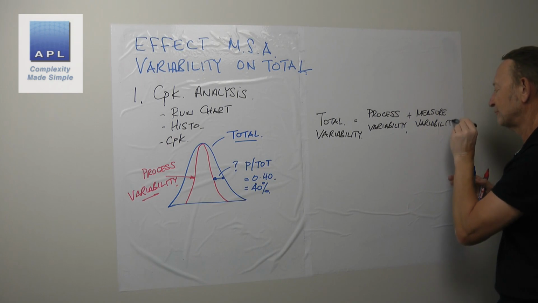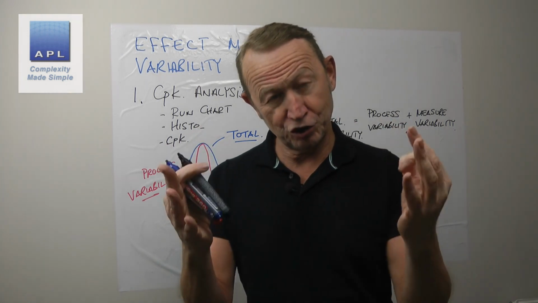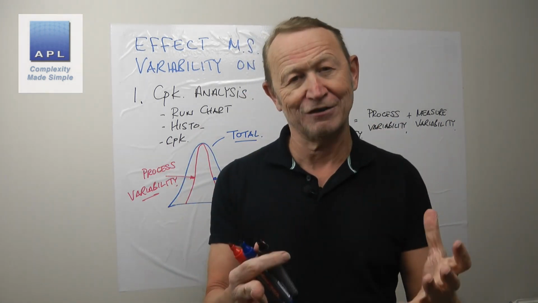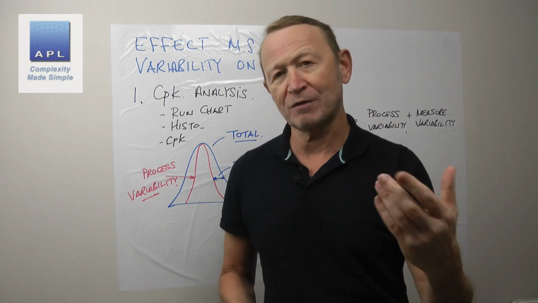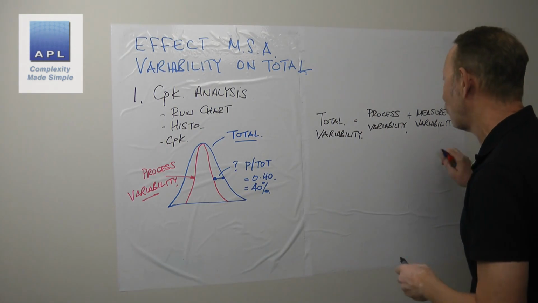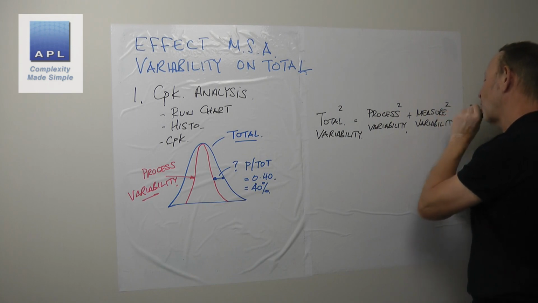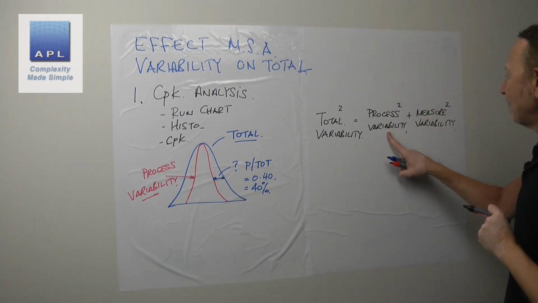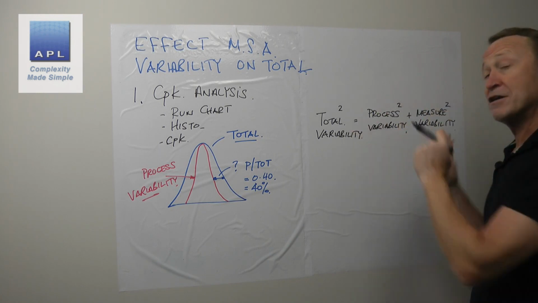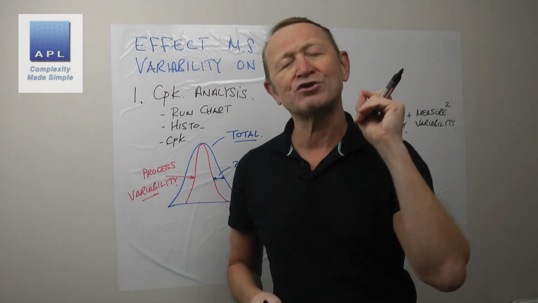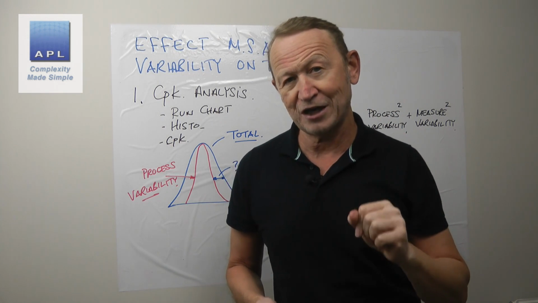But mathematically, we cannot add the two standard deviations together like that. That doesn't work in maths. We have to do something slightly different. The way this equation actually works is everything must be squared. So if you square the process variability, you square the measurement variability, then you can add them together. In other words, you're adding the variances together. You're not adding the standard deviations together.